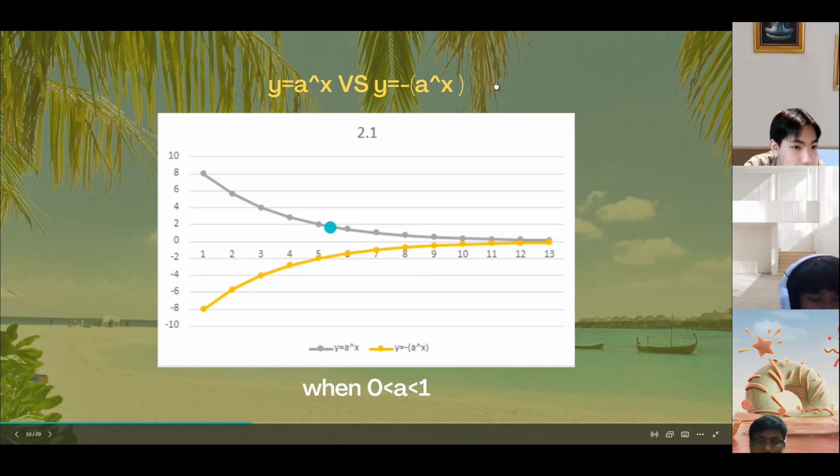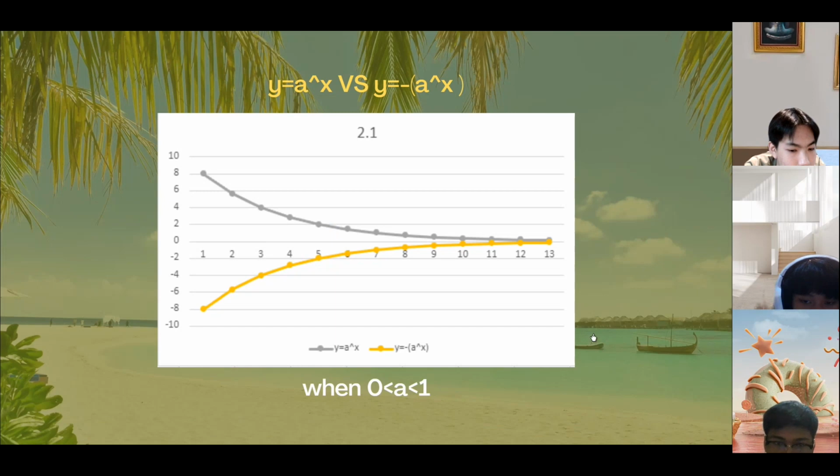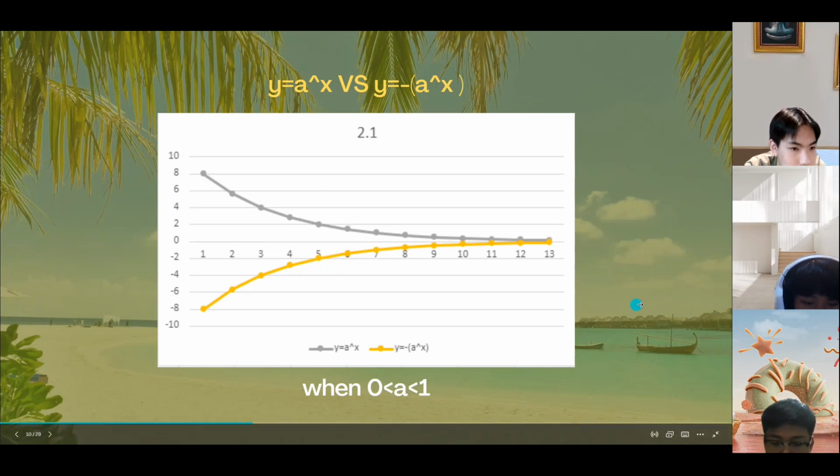And the next graph, as you can see here, it's a decay from the top. The gray graph is y equals a times x, and the yellow one is y equals minus a times x. Both of the graphs are pretty much the same. The top one is a decay, and the bottom one is exponential growth. And they meet at 12 and 13.